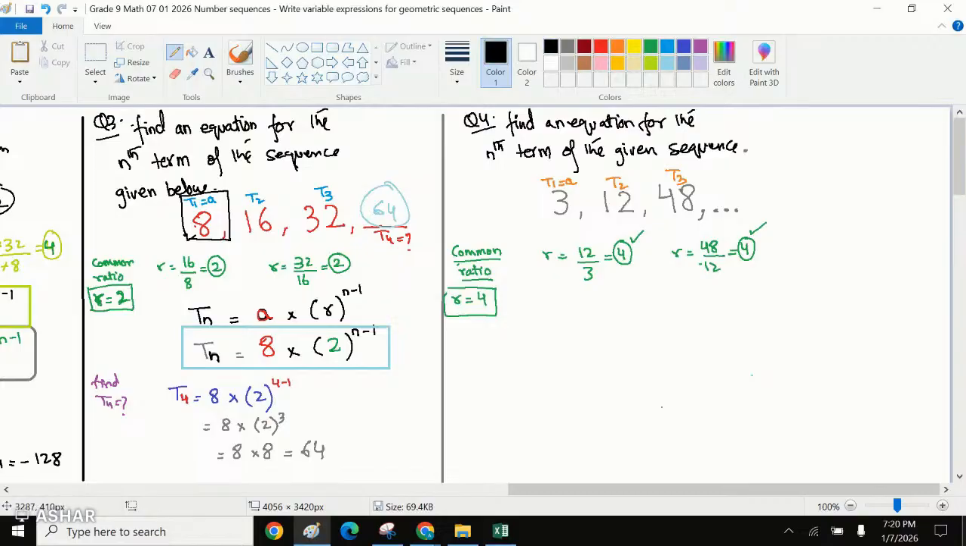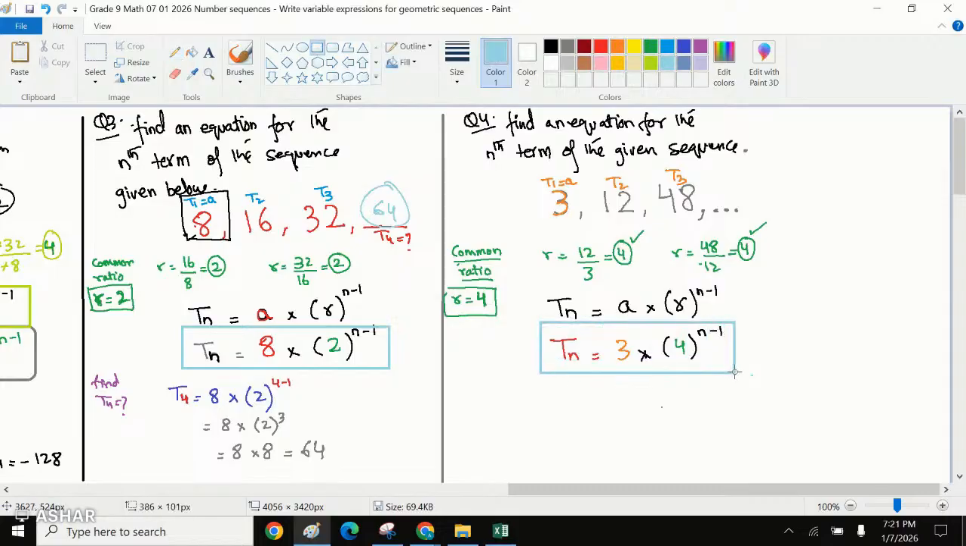We need to find the nth term. We know the formula, that is A into ratio to the exponential n minus 1. If we say Tn, we have the value of A. A was given as 3. Ratio was given as 4. Value of the ratio is 4. And the exponential stays as n minus 1. So we can say this is an equation for the nth term. Nth term can be any given term, right?